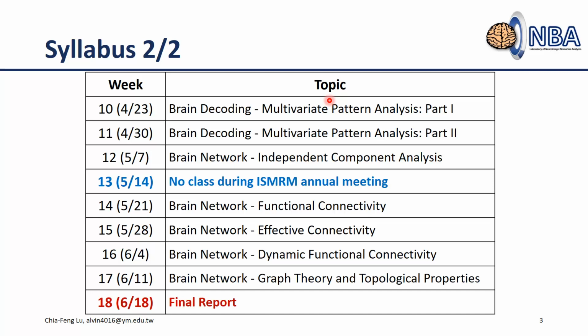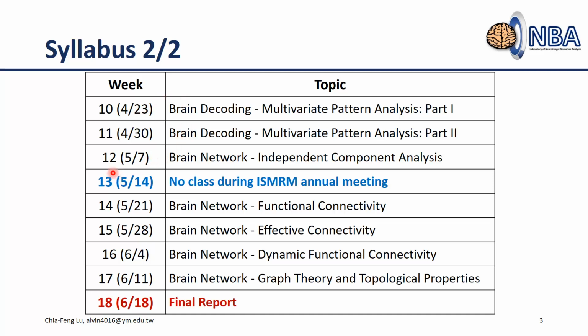For example, if we show a picture, a cat picture or a dog picture, how our visual cortex will encode this kind of visual stimuli in our brain. So multivariate pattern analysis is one of the methods to help us do brain decoding. Again, we will spend 2 weeks on this, part 1 and part 2.